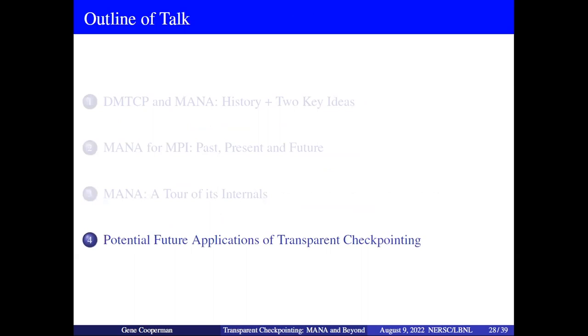Okay, so good. I think I still have a little more time, and maybe this will help us to get closer to the original schedule. So, potential future applications of transparent checkpointing. So maybe I should stop here. At this point, we're done discussing MANA and MPI. If there are any questions about MANA or MPI, let's talk about that here before I move on to checkpointing in general.